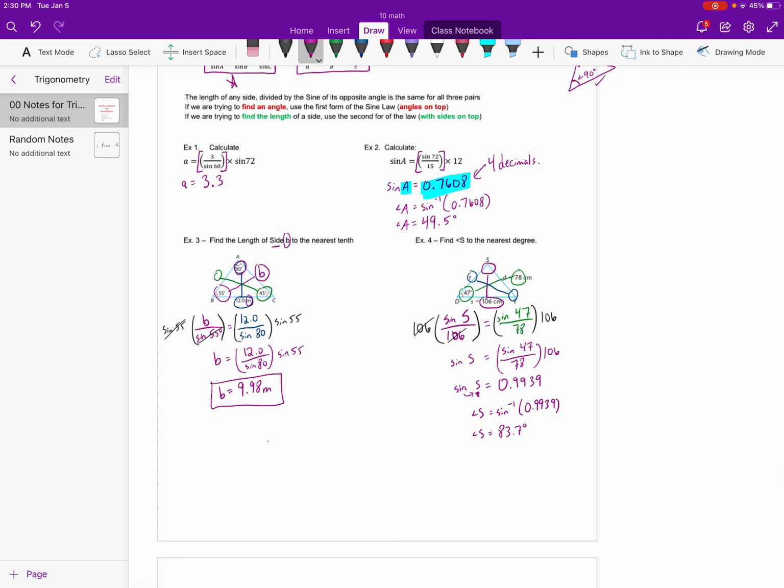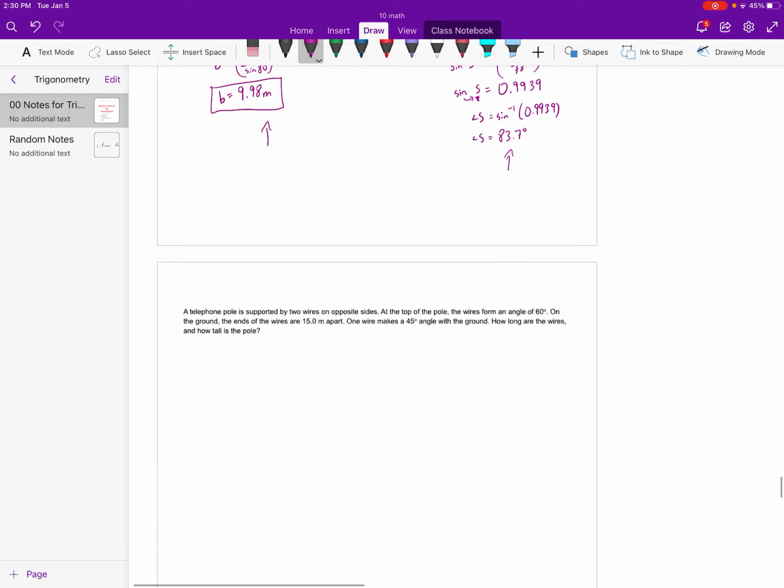Okay, so this is how you solve with a side. Remember to have the side on top. And this one is how we solve with an angle.